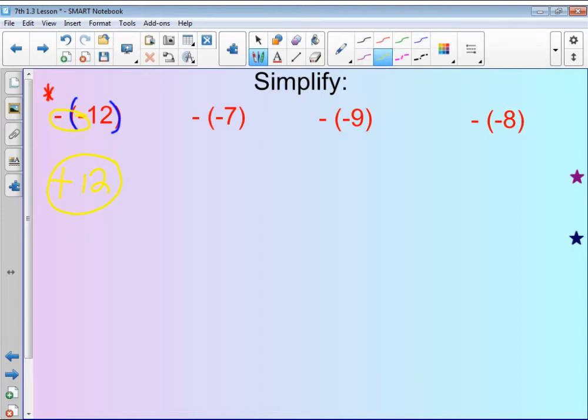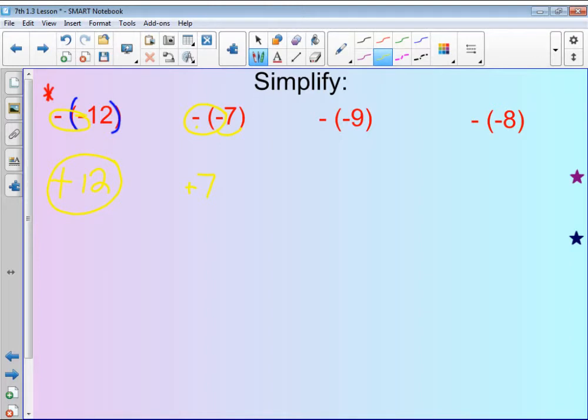Okay, so let's go ahead and try this one. Two negative signs right next to each other. It really means like the opposite of negative 7. So if you want to read it that way, that's another way to do it. The opposite of negative 7 would be positive 7.